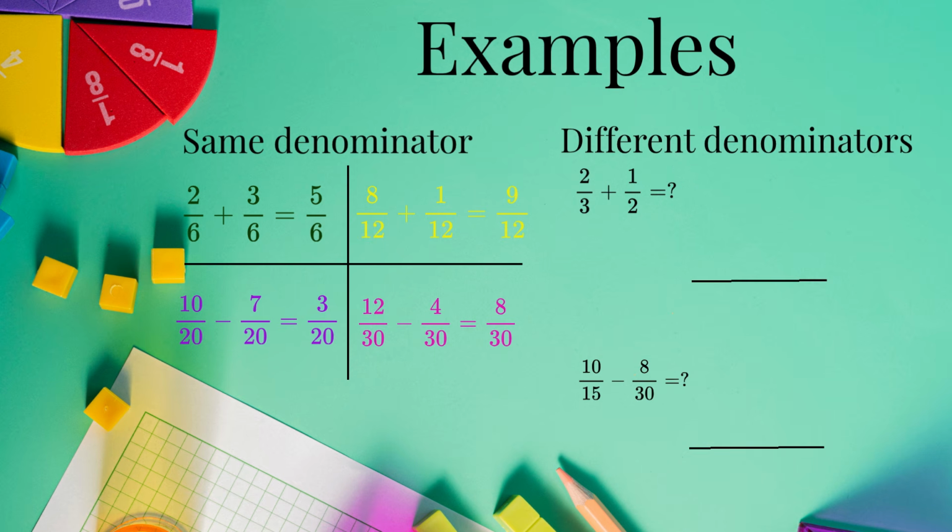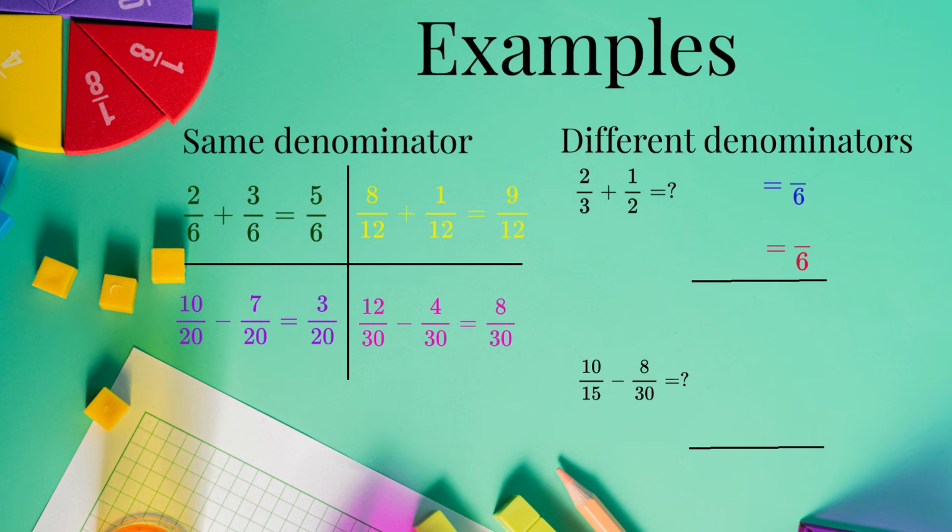Now let's look at our fractions with different denominators. In our first example, we have 2/3 plus 1/2. 2/3 has a denominator of 3. 1/2 has a denominator of 2. Those are two different denominators. So what I must do is find a common denominator by finding the least common multiple between 3 and 2. The least common multiple between 3 and 2 is 6.